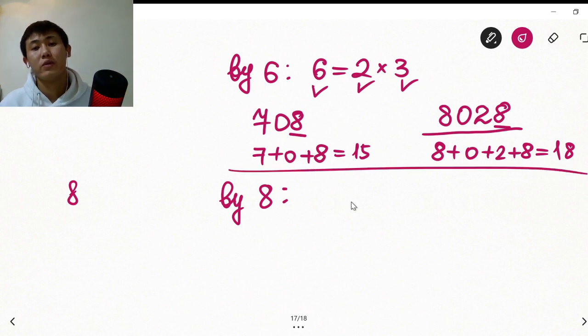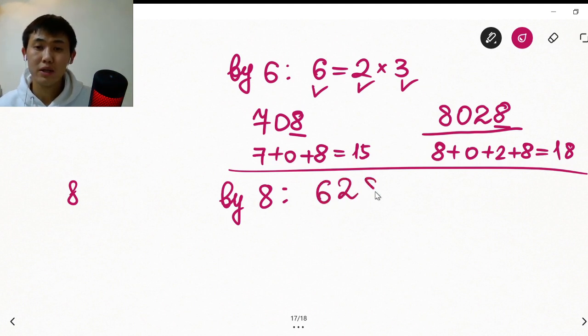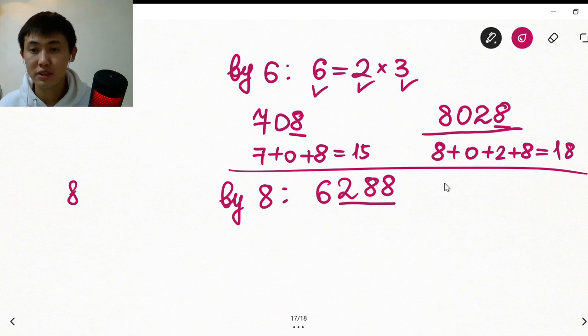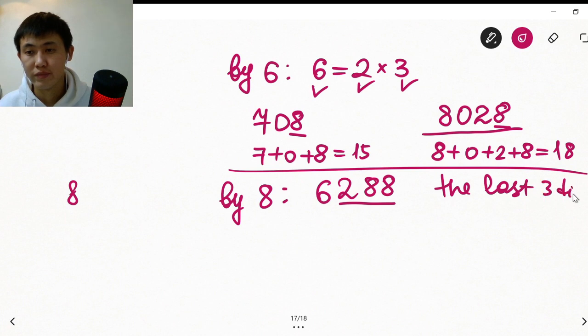So let's talk about the divisibility by 8. Okay, so an example, 6,288. Is it divisible by 8? Yes, because the last 3 digits should be divisible by 8. 288 is divisible by 8, and that's why this number is divisible by 8.